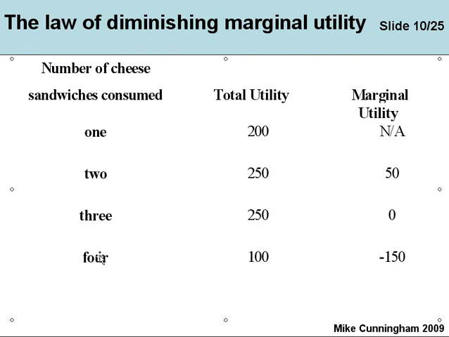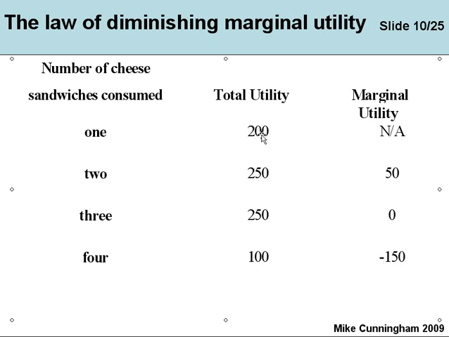The fourth sandwich only gives us 100 units of utility. You know, the fourth sandwich has made us ill. The fourth sandwich is far too much. We feel nauseated, overfull. Ugh. So our marginal utility from the fourth unit is minus 150. Our pleasure has fallen by 150 units. It's gone down. We've overdone it.